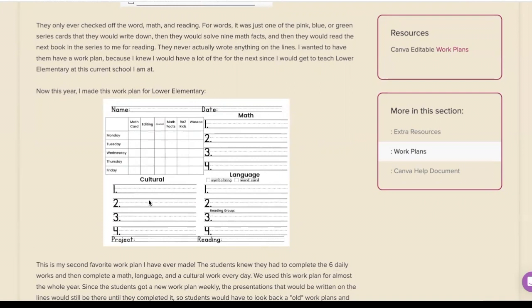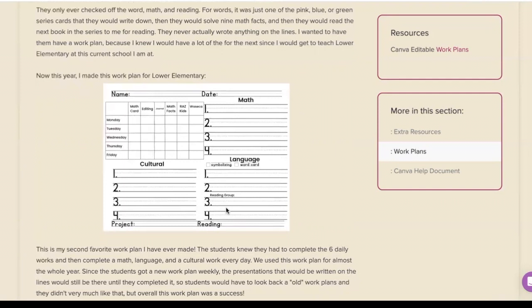They would write down, or I would write down either one, the presentation they would have, and then they would check it off when they were done. They knew they needed to finish all these works in a math, a language, and a cultural. For a lot of the students that worked well, but if they didn't finish and had a work remaining on here, they wouldn't like to go back to the old ones, but they would have to to complete the work because they would get a new work plan each week.